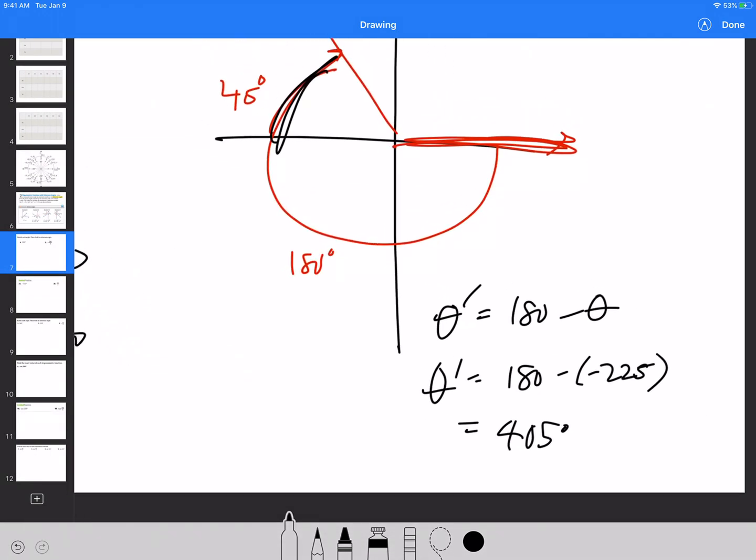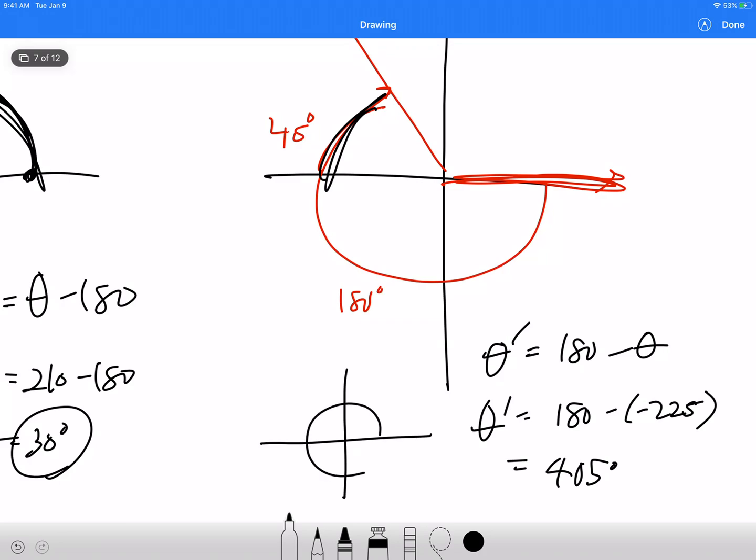Okay, let me draw it for you guys here. I completely loop around the circle 360 degrees, and I go an additional couple degrees more, which is 45. Actually, I have to, the battery ran out on me again. But it's 360 and an additional 45 degrees.